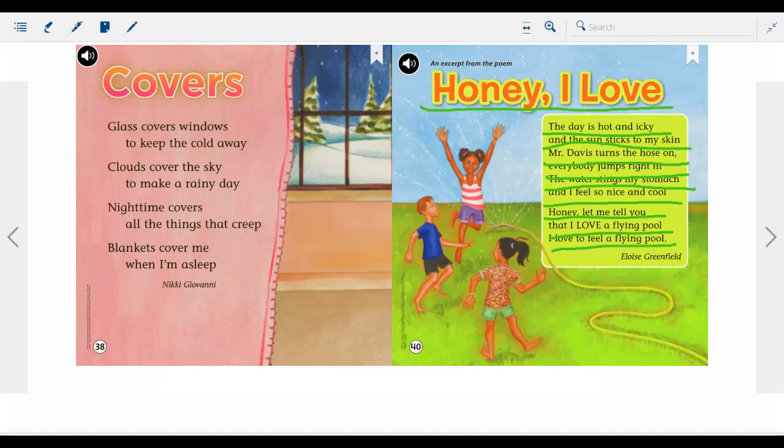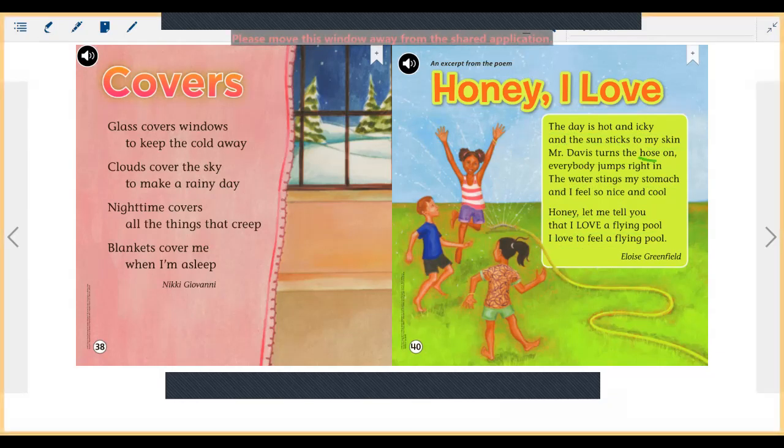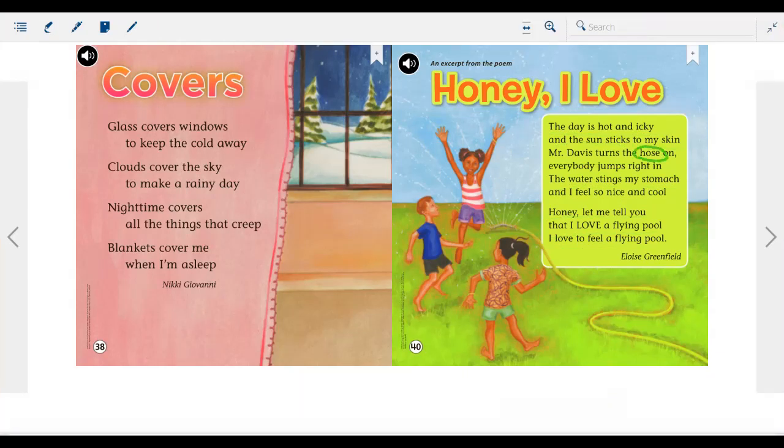Which words help us understand what the poet enjoys in the summer? Well, the hose with the water, nice, cool, and water. What activity does the poet love? Cooling off in the sprinkler or flying pool. They're calling it a flying pool because the water is flying everywhere.